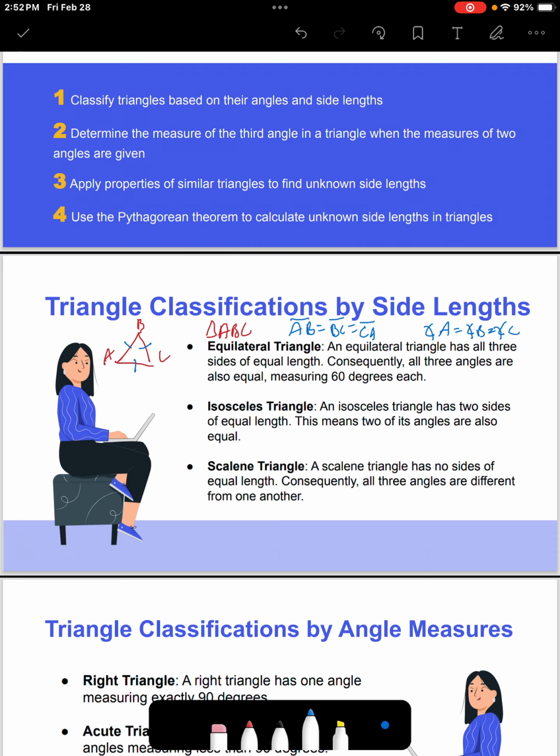An isosceles triangle has two sides that are equal. So in an isosceles triangle, we would have two sides that are equal, like this side and that side. The scalene would have no sides that are equal. That'd be just an odd one, something like this. Say we have this triangle, no sides are equal.